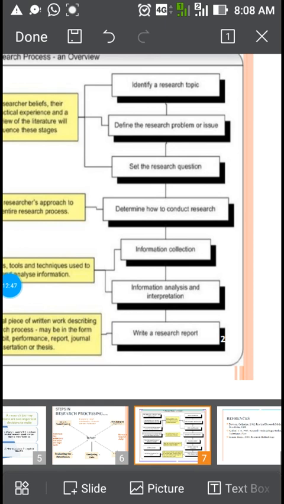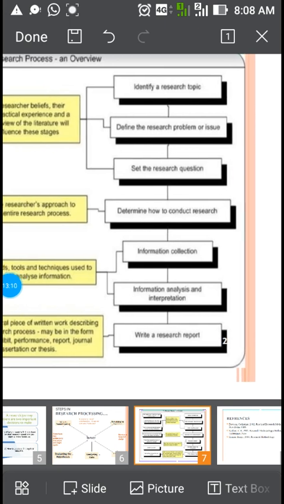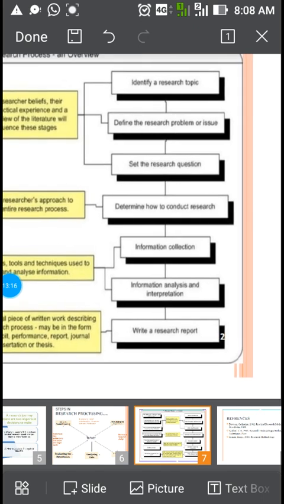So this is the first and second steps of the research process: identifying the topic and literature survey. From both of these, you can decide your topic, you can find out the problem, and you can set the research question or set the research problem. Then the third step is research design. In the research design, how you are going to conduct the research. After conducting the research, the experimental data collection is called information collection.